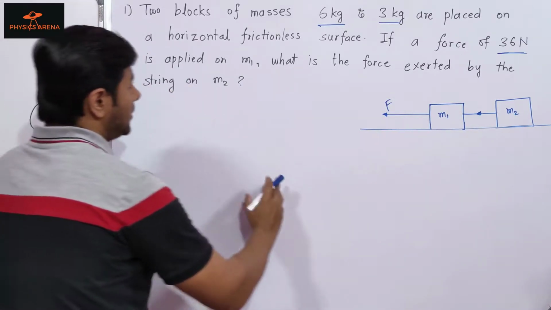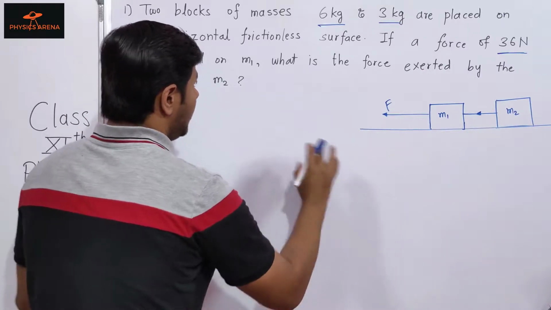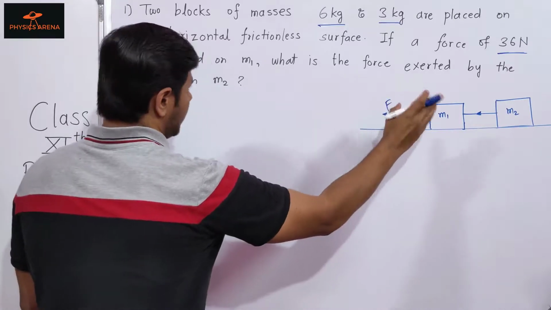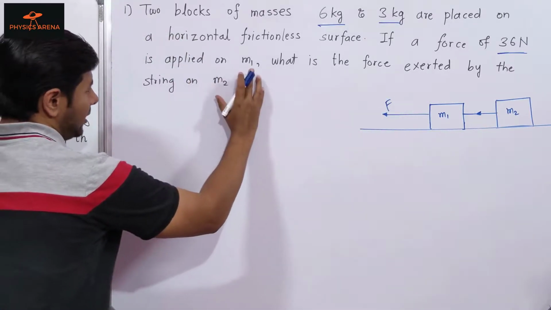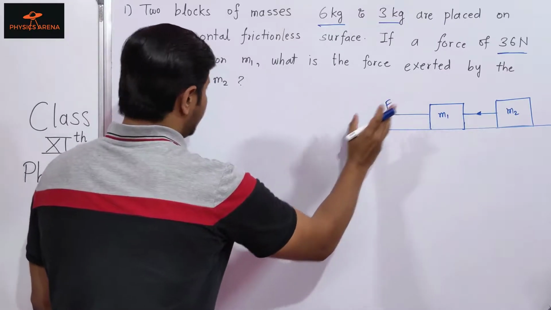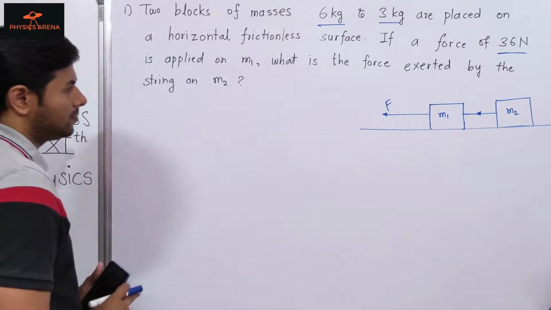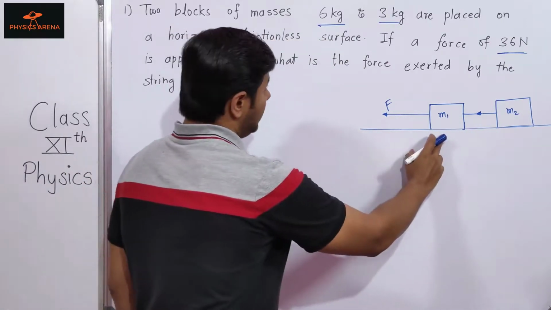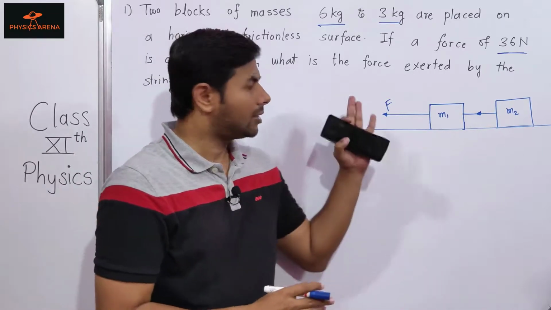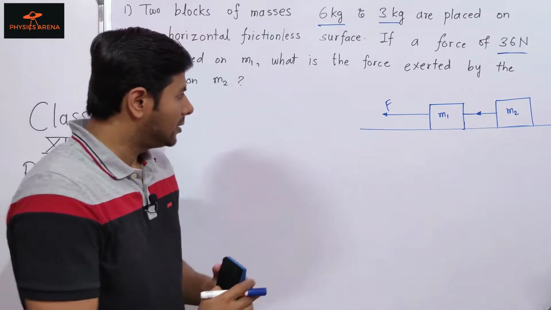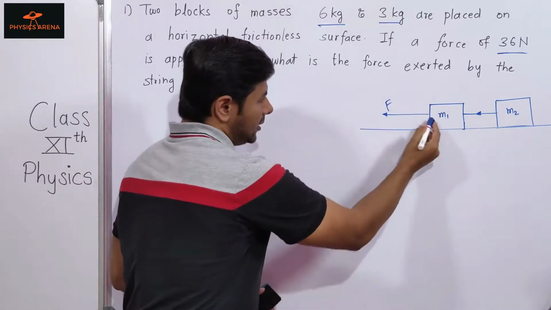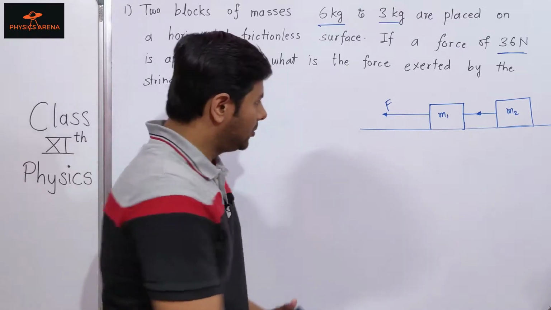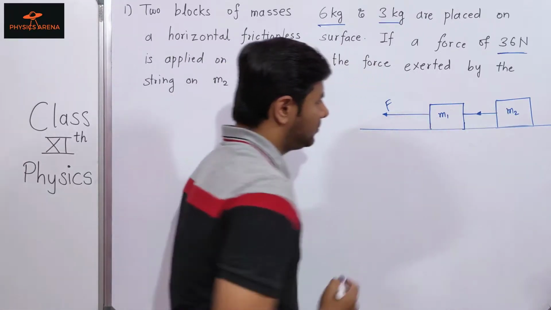Two blocks of masses 6 kg and 3 kg are placed on a horizontal frictionless surface. If a force of 36 newtons is applied on mass m1, what is the force exerted by the string on m2? So there are these two blocks of masses m1 equals 6 kg and m2 equals 3 kg, and a force of 36 newtons is applied on m1. The question is, what is the force due to the string acting on m2?